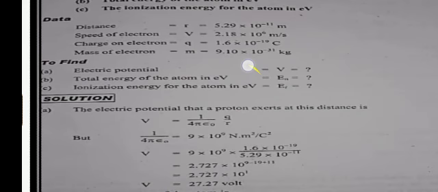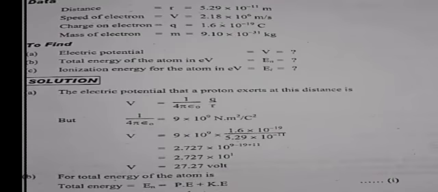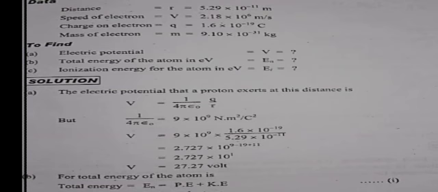So now to calculate first the electric potential, the formula is V is equal to 1/4 pi epsilon naught Q over R. You have values of Q and R; by putting values, this is simple calculation, and this is your required answer of electric potential. Second one is part B, total energy of the atom in electron volt. To calculate total energy of the atom, that is En, total energy equals potential energy plus kinetic energy.